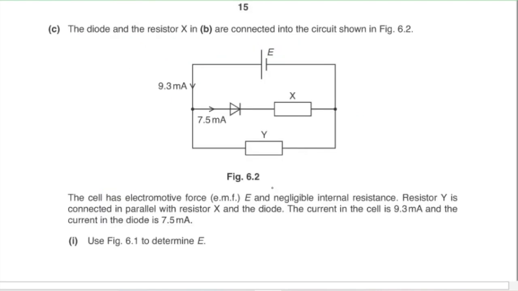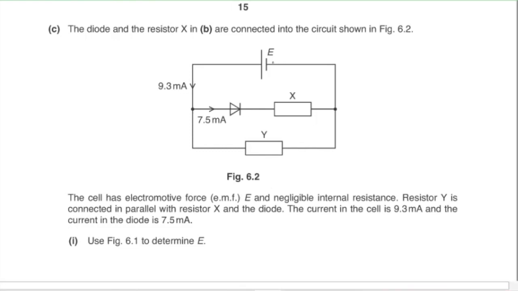Part C, the diode and the resistor X in part B are connected into the circuit shown in figure 6.2. The cell has electromotive force E and negligible internal resistance. Resistor Y is connected in parallel with resistor X and the diode. The current in the cell is 9.3 milliamperes and the current in the diode is 7.5 milliamperes. Part 1, use figure 6.1 to determine E.